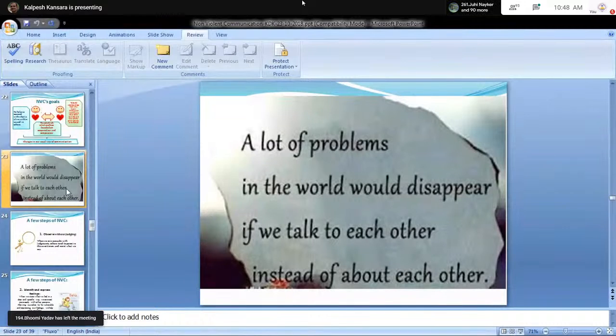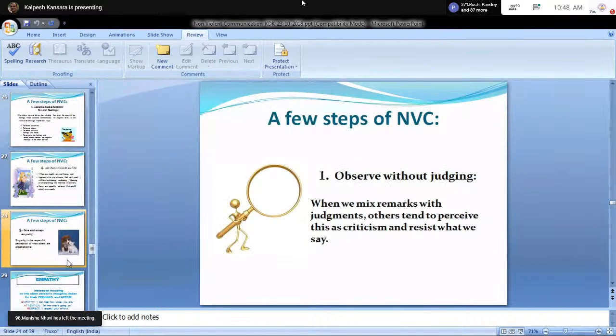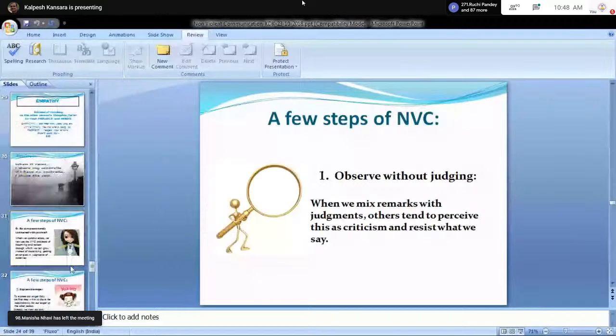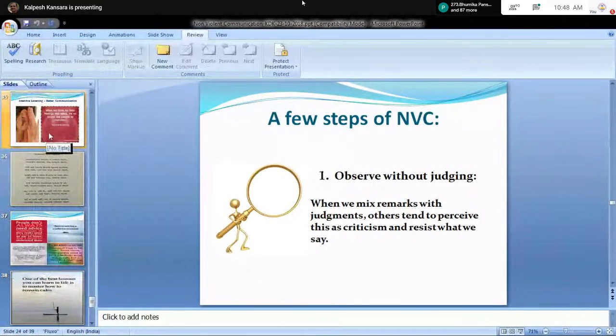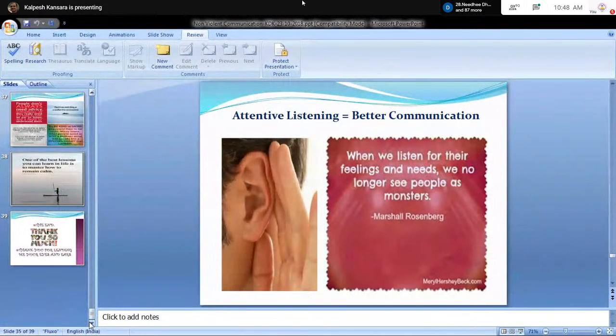So a lot of problems in the world would disappear if we talk to each other instead of about each other. That's also one principle of communication. So when we find faults with others, we also need to find faults within ourselves, and that would certainly help us in making ourselves good presenters. So observe without judging, and always listen. Because when we listen for their feelings and needs, we no longer see people as monsters. So active listening or attentive listening is very much helpful in such situations.